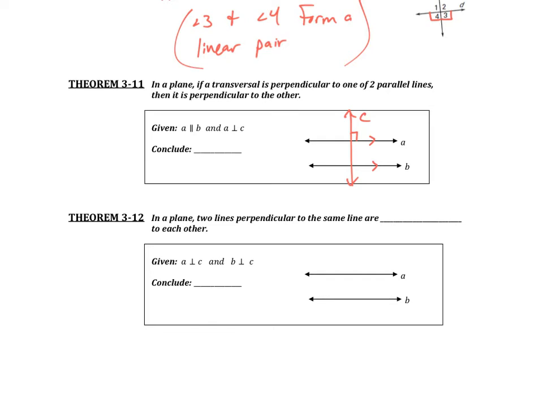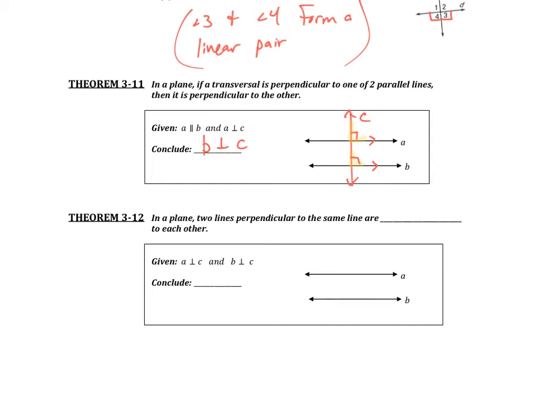what can we conclude? B is perpendicular to C. Because if those lines are parallel, remember this angle and this angle are called corresponding angles. And if the lines are parallel, corresponding angles are congruent. So therefore, this angle would also be 90. So therefore, C would have to be perpendicular to B as well.